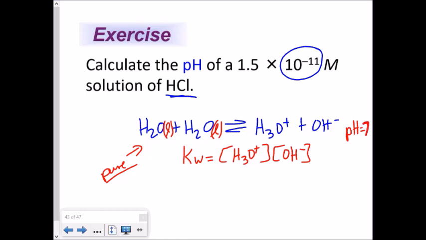Okay, so that means if it's 7, the concentration of the hydronium should be 1 times 10 to the minus 7. The concentration of the hydroxide should also be 1 times 10 to the minus 7, because Kw is always going to be 1 times 10 to the minus 14.